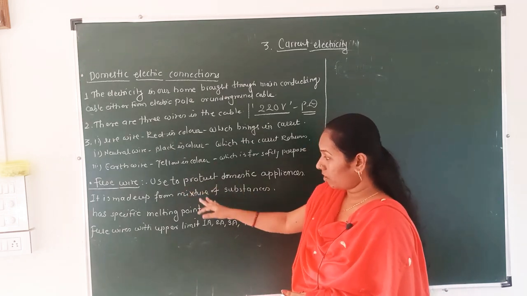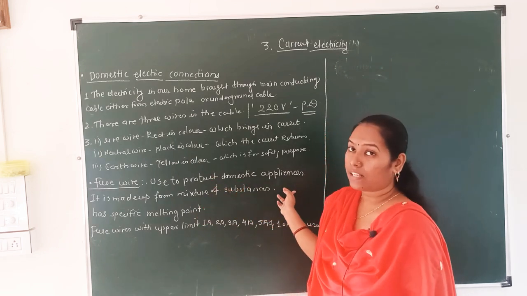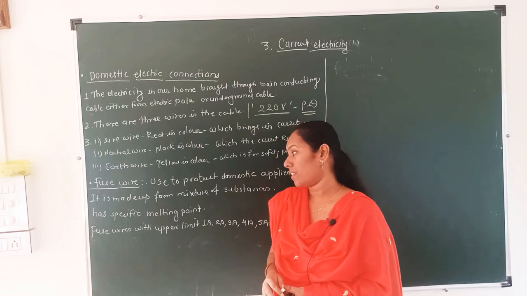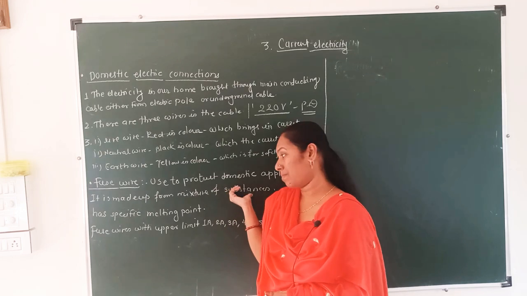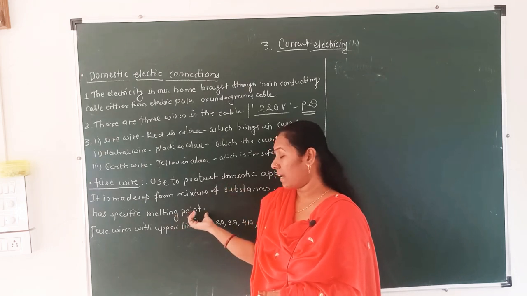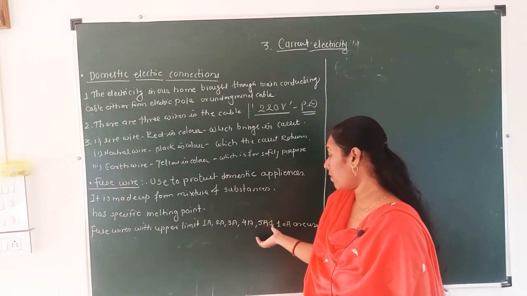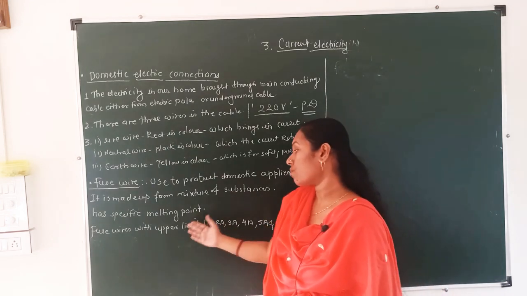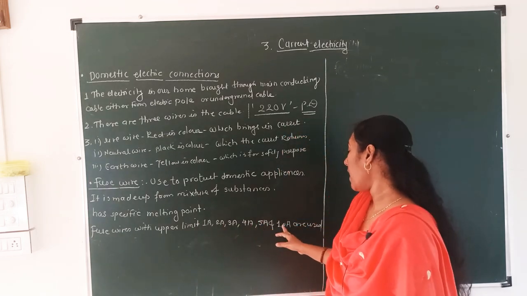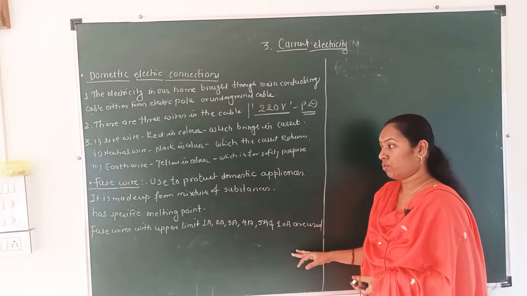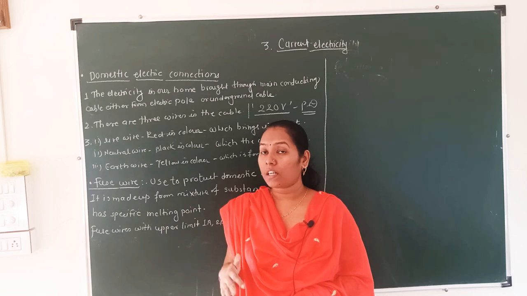The fuse wire is used to protect domestic appliances. It is made from a mixture of some substances, and it has a specific melting point. How much current in amperes flows through this fuse wire? Fuse wires with an upper limit of 1 ampere, 2 ampere, 3 ampere, 4 ampere, 5 ampere, and up to 10 ampere are used. What is the main purpose of the fuse wire? The fuse wire is used to protect domestic appliances.